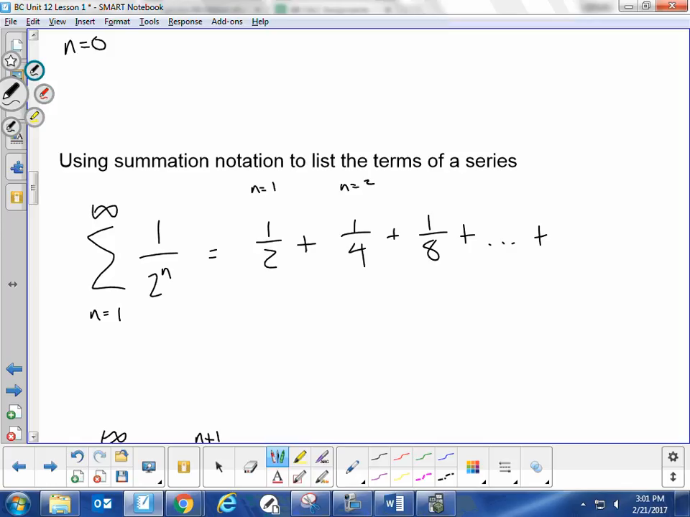Okay. Now the question is, is that going to converge? Is that going to diverge? How will we know? And what would it possibly converge to? We'll talk about that more in the future. Right now, that's just how we can list it off.